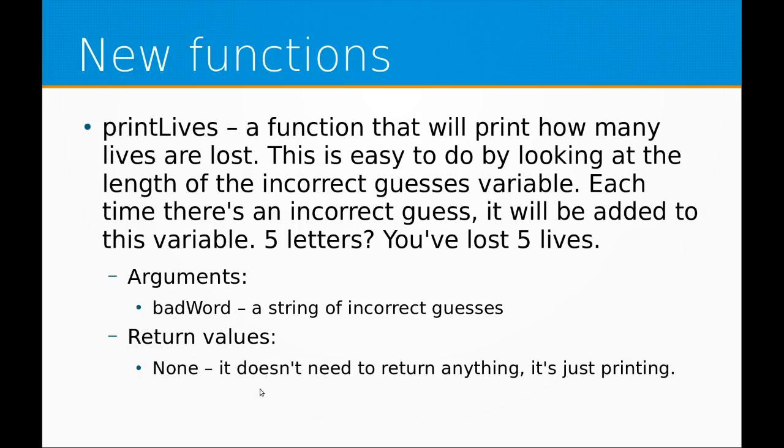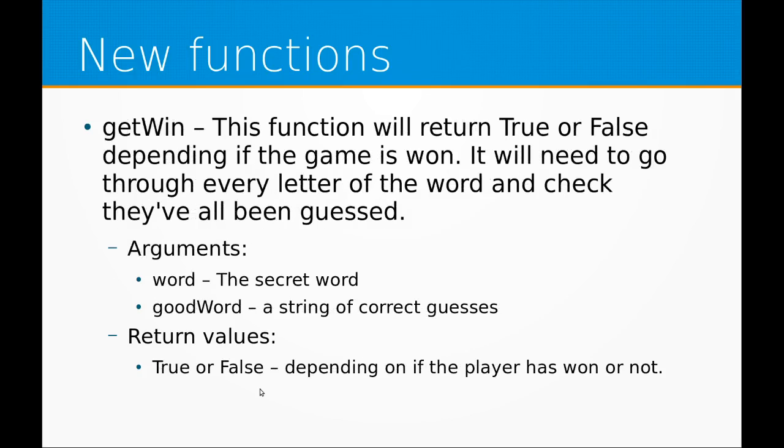Okay, what other functions would be useful? Well, something to check to see if you've won would be good. So if you use getWin, you need to create a function and it will return true or false, because you've either won or you haven't. That's it. There's no, well, you kind of won. So it's returning true or false. It's a Boolean.